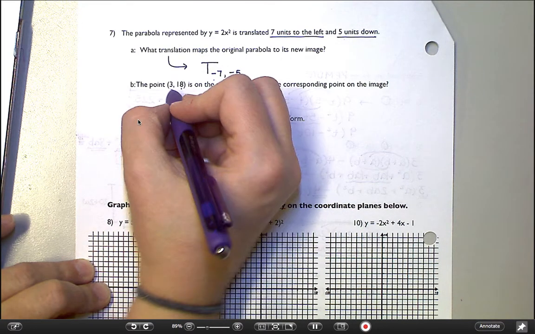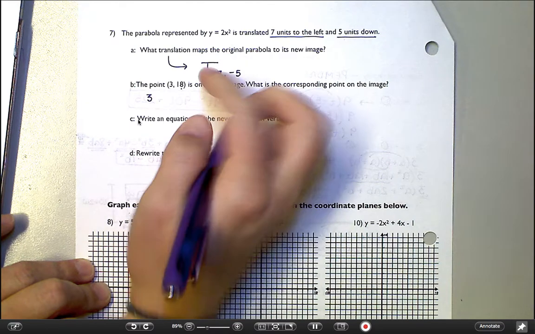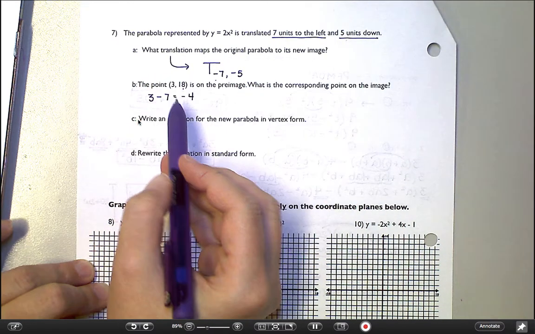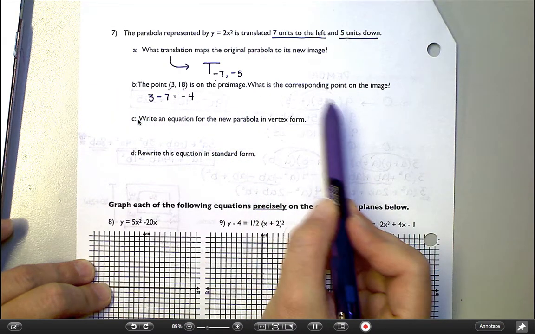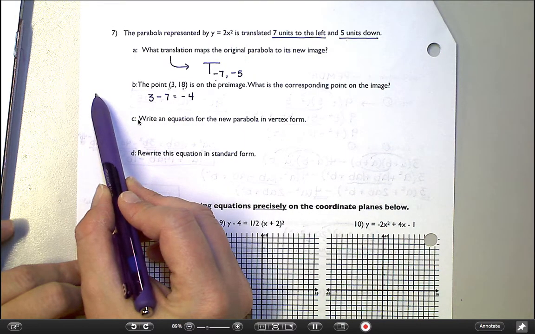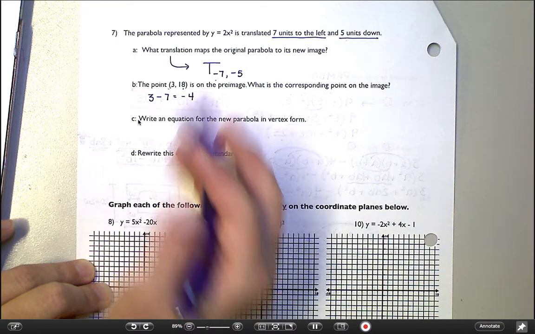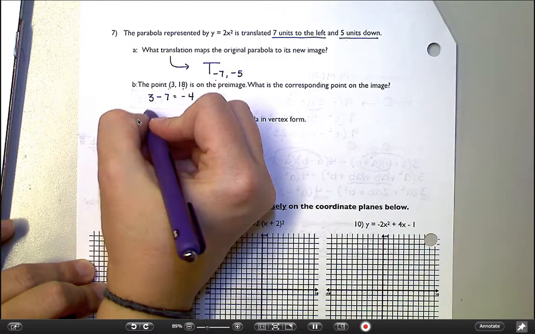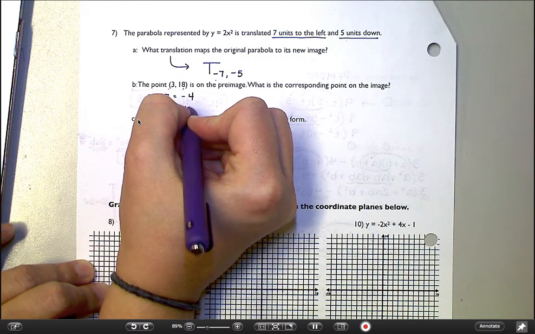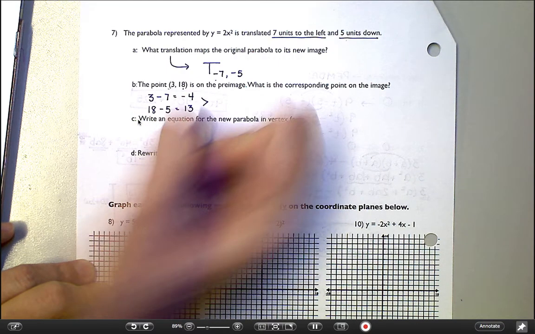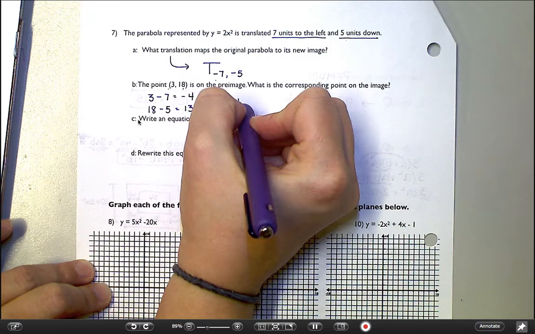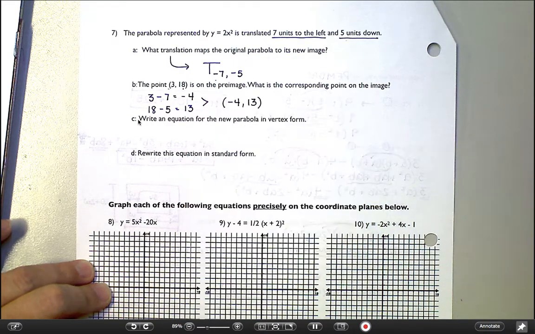So I'm going to take the 3 and subtract 7, and that would take me to -4. So if I was at +3 on the x-axis and I shifted 7 to the left, then I would end up over here at -4. Hopefully that makes sense. And if I was at 18 along the y-axis and I shifted down by 5, I would end up at 13. So then I would just want to take those two things and write them back together as a coordinate. -4, 13 is where my new coordinate would be.